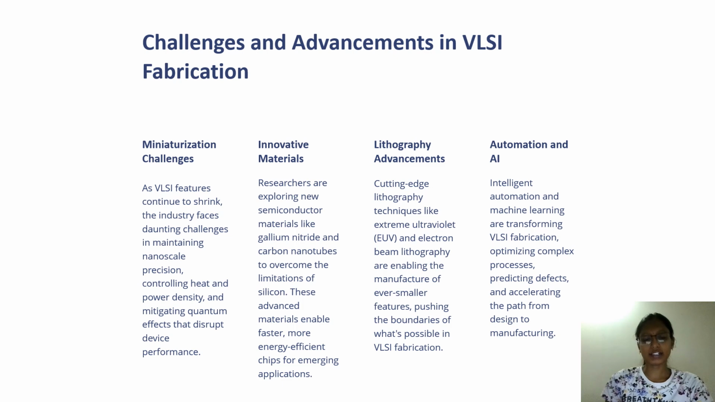Then I have innovative materials. Researchers are exploring new semiconductor materials like gallium nitride and carbon nanotubes to overcome the limitations of silicon. These advanced materials enable faster, more energy efficient chips for emerging applications. Then I have lithography advancements. Cutting edge lithography techniques like extreme ultraviolet and electron beam lithography are enabling the manufacture of ever smaller features, pushing the boundaries of what's possible in VLSI fabrication.